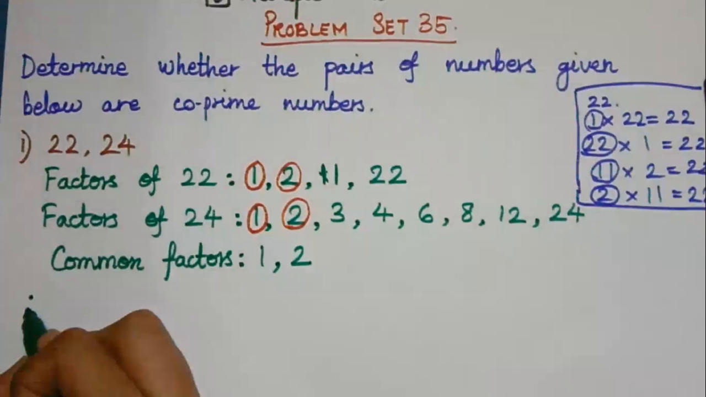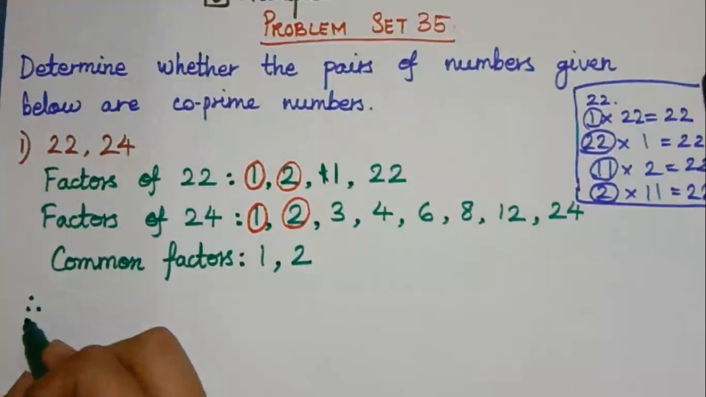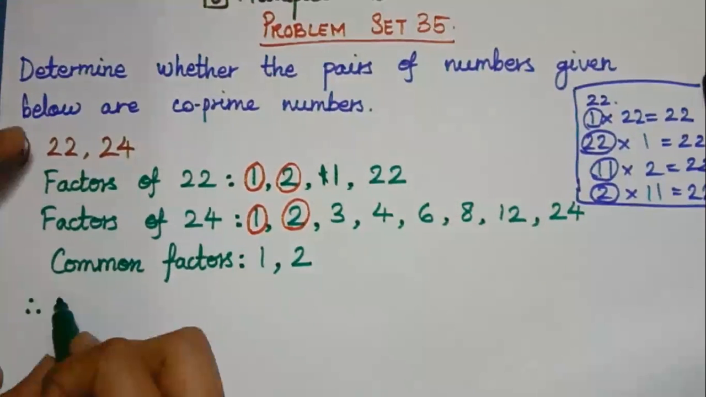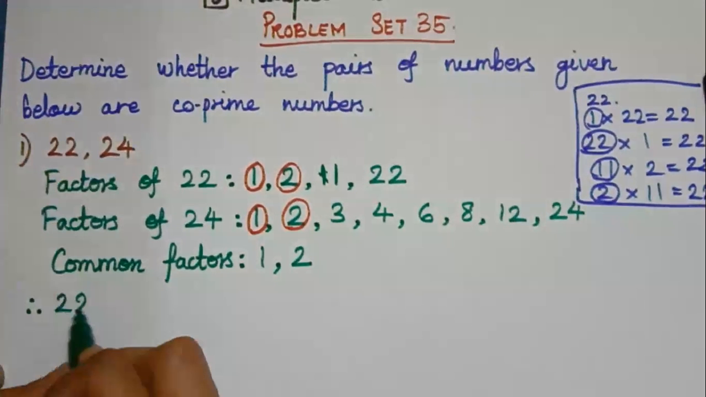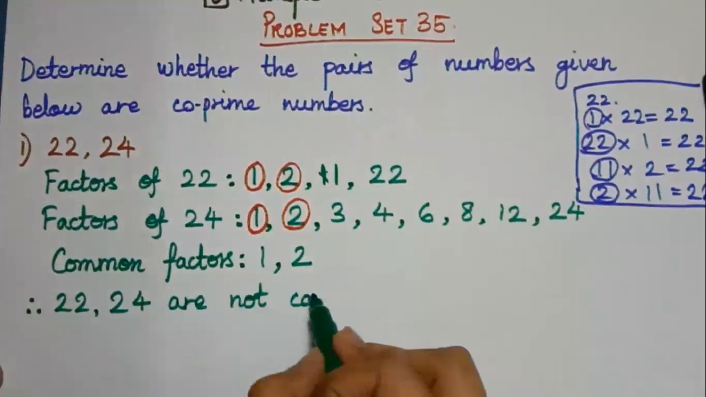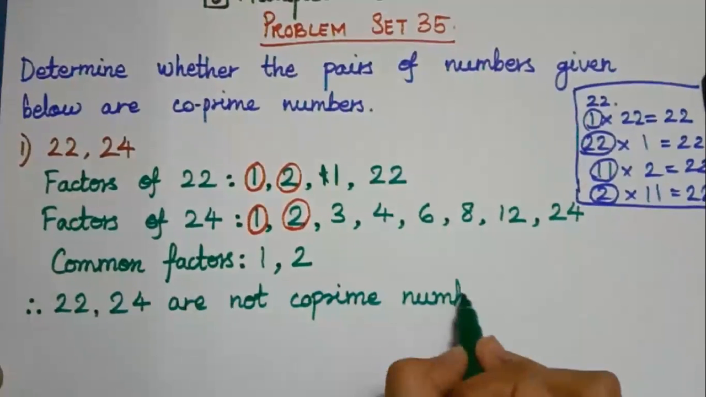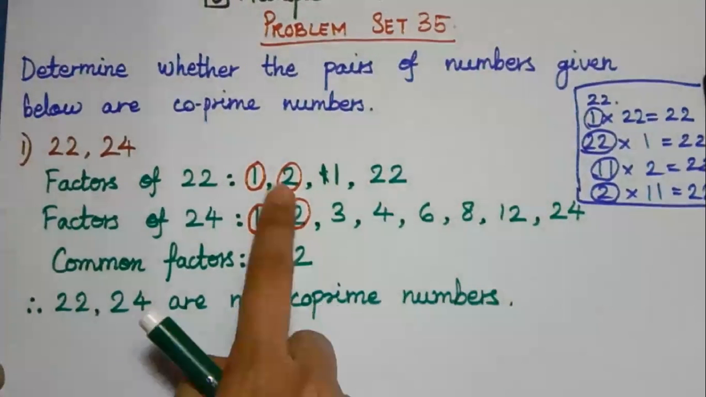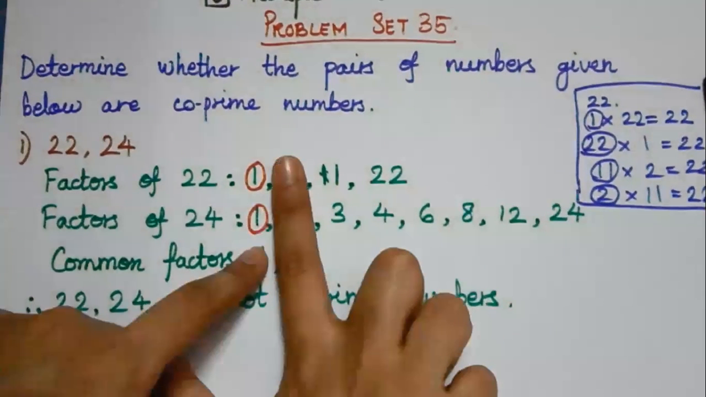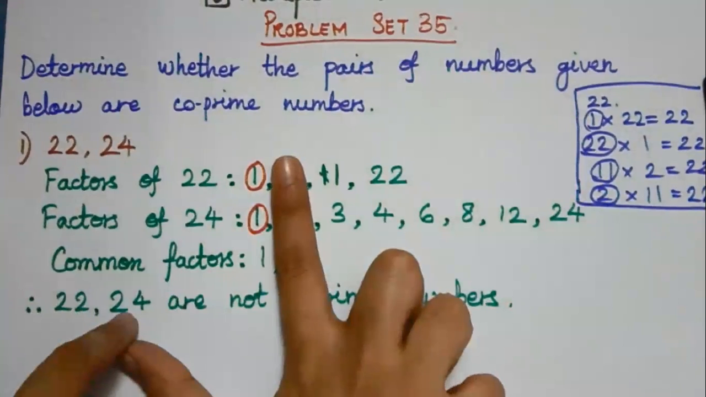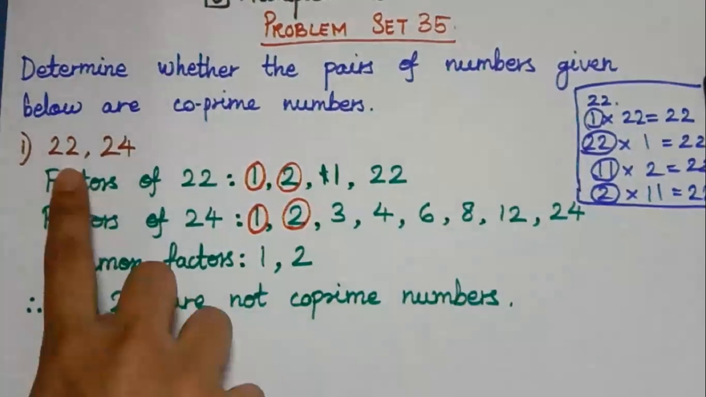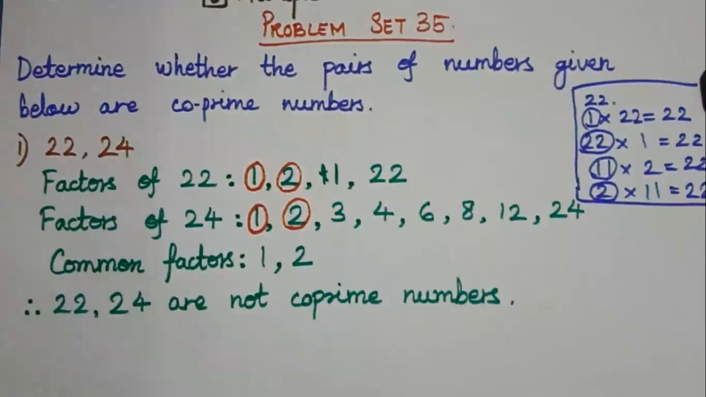Now we will write the final statement. For that, I am putting three dots in the form of a triangle. These three dots are called therefore. Okay, so therefore we will write these two numbers from the question, 22 and 24 are not co-prime numbers. Why did I write, girls, that these two numbers are not co-prime numbers? The reason is I am getting more than one common factor, as you can see. If I had only 1 as the common factor, then these numbers would have become co-prime numbers. But as I am getting more than one common factor, that is the reason these two numbers are not co-prime numbers. Okay, I hope you all understood this.